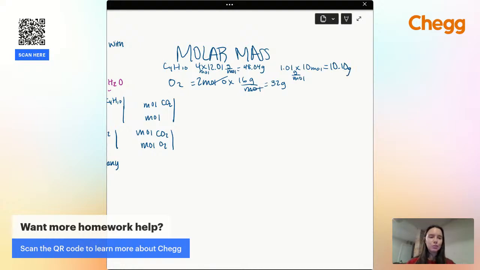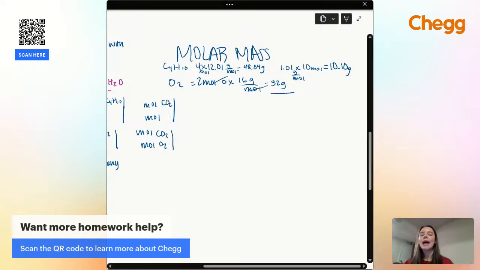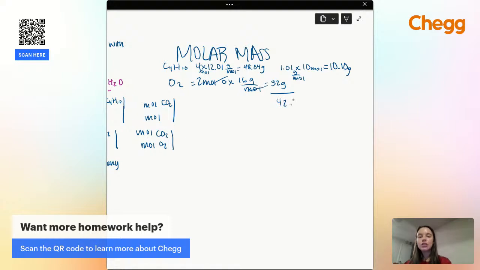I'm moving through this super quick, but we've done a lot of practice with it. But if you have any questions, let me know. We'll work through molar mass slower. Then we want to add this up all in our calculator. So I'm going to get 10.10 plus 32 is 42.1 plus 48.04 is going to be 90.14.